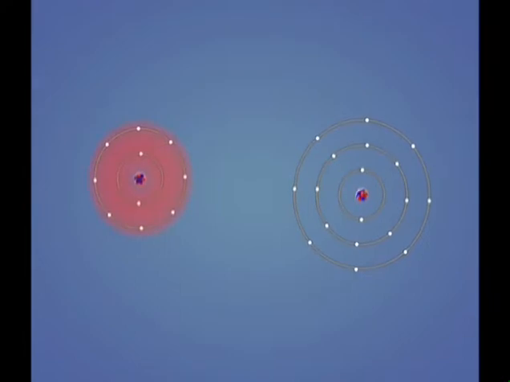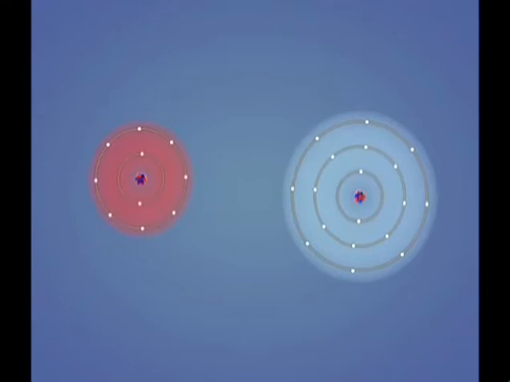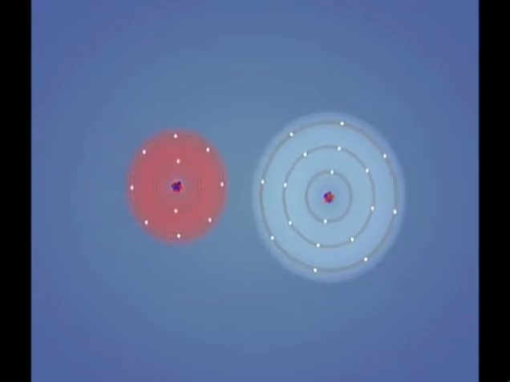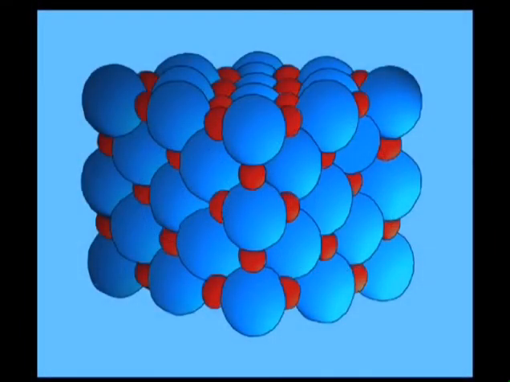Sodium is a positively charged ion, having lost an electron, and chlorine is a negatively charged ion, having gained an electron. The attraction between these oppositely charged ions is the basis for the ionic bond. Many ionic compounds form a regular repeating pattern called a crystal lattice. Salt crystals are made of a crystal lattice that forms a cubic shape.